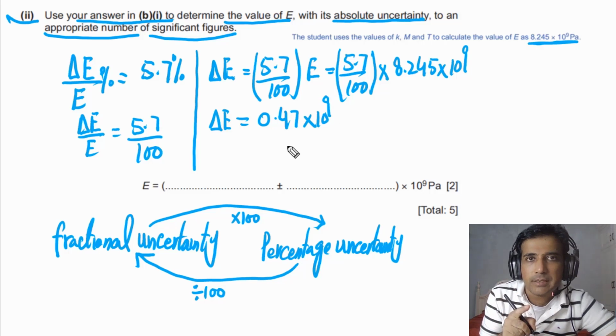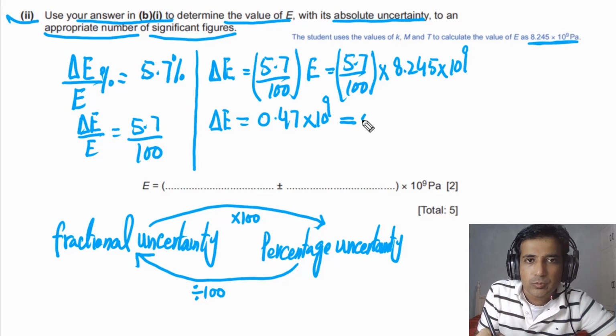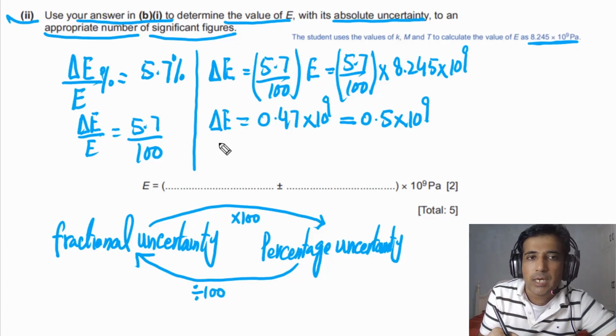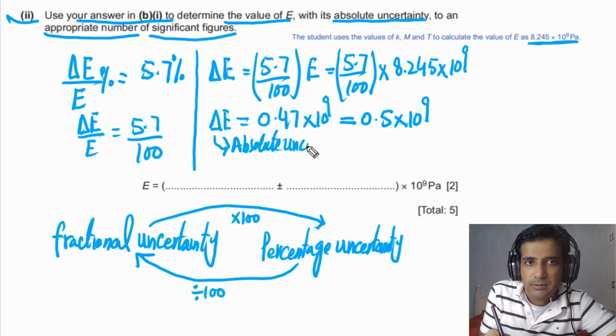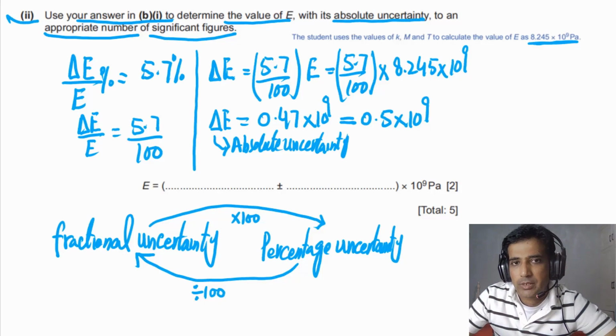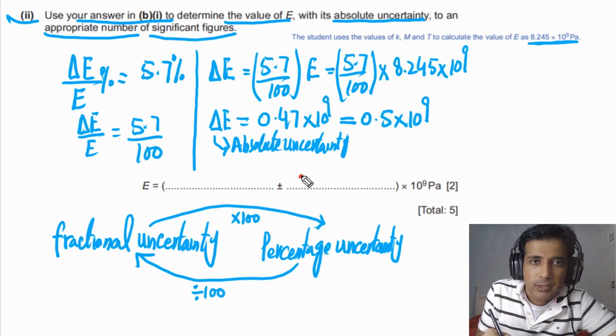We need to understand that at AS level, absolute uncertainty has to be written up to one decimal place only. So we write this as 0.5 times 10 to 9. This is the absolute uncertainty of E. Now we can write down the absolute uncertainty and Young's modulus. The absolute uncertainty is 0.5.